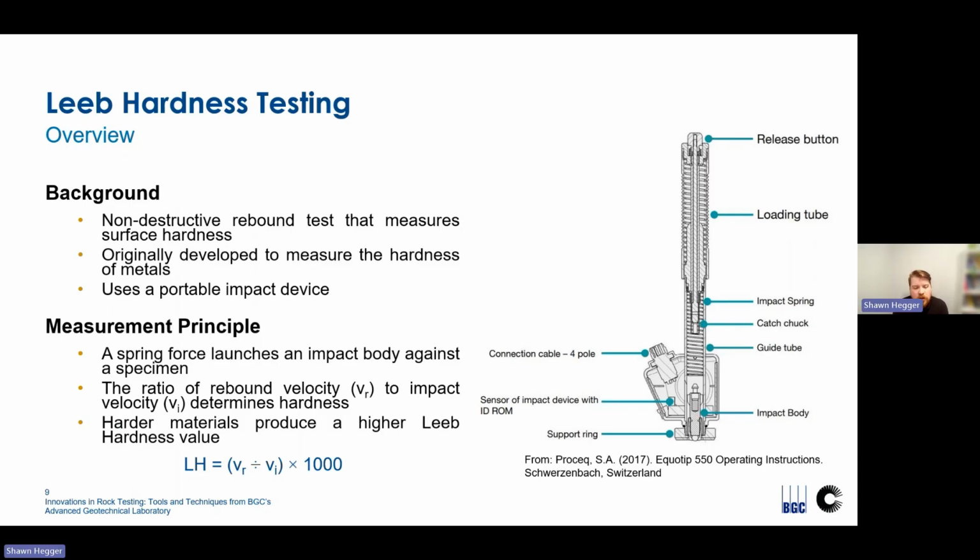So the Leeb hardness test is a non-destructive rebound test originally designed for metals. It uses a portable device where a spring-launched impact body strikes the specimen, and the rebound velocity relative to the impact velocity determines hardness, and harder materials yield a higher Leeb hardness value. This principle allows for rapid surface hardness assessment in the field or the lab.